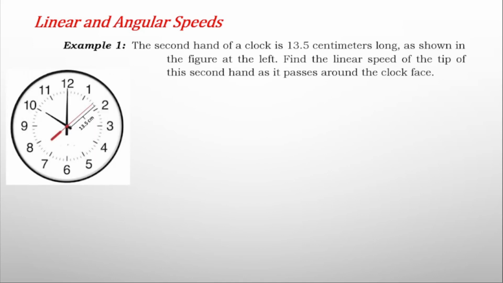Example number 1. The second hand of a clock is 13.5 centimeters long. As shown in the figure at the left, find the linear speed of the tip of the second hand as it passes around the clock face.